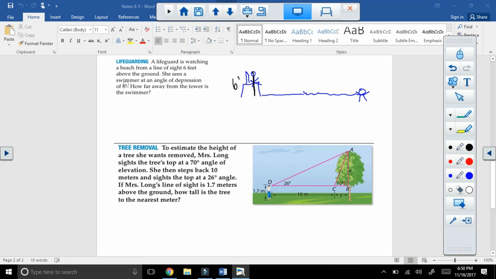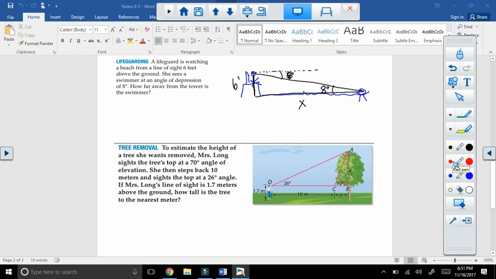She sees a swimmer at an angle of depression. So the angle of depression would be like if you thought about that straight horizontal. This is the angle of depression, so that's 8 degrees. I thought that was 6. And it wants to know how far away from the tower is the swimmer. So again, this is kind of like that helicopter one. We want to find that. Because they give us this angle of depression being 8, I like to go ahead and put that there, because remember, these are alternate interior angles and those are going to be exactly the same.